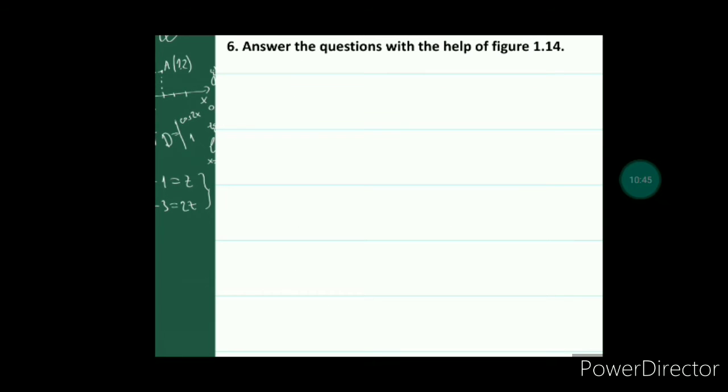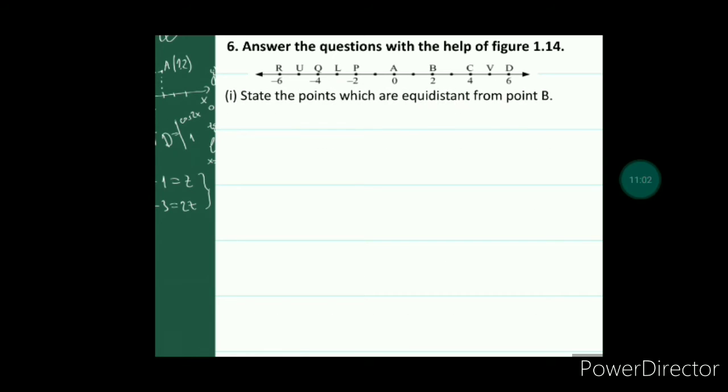In practice set 1.2, question number 6: answer the questions with the help of figure 1.14. First one is: state the points which are equidistant from point B.